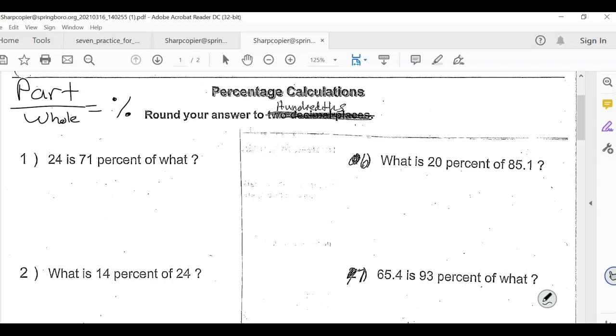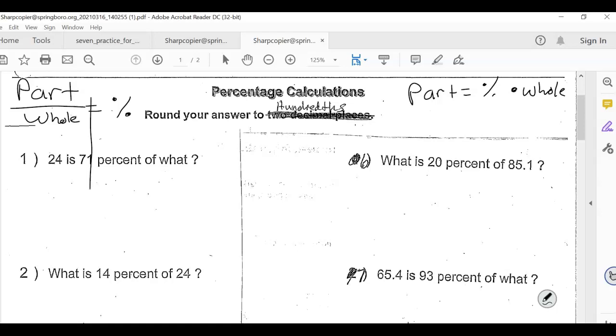On the other side, I want you to write part equals percent times whole. These two are equivalent to each other. It's really cool to see how they are equivalent to each other.